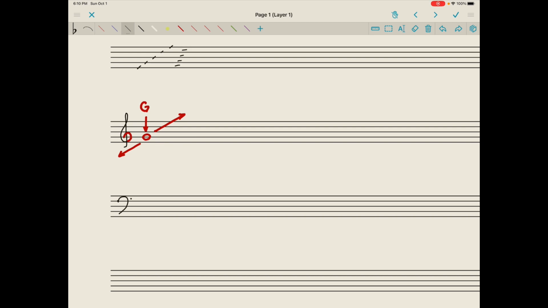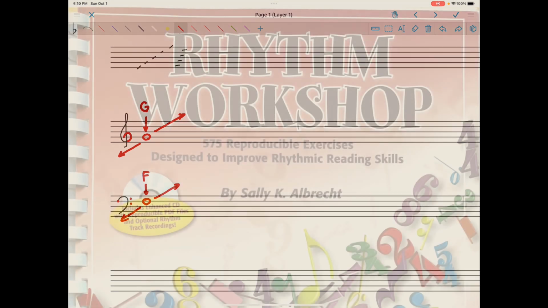A dot in space 4, a dot in space 3. These dots help us know that line 4 is a really important spot. If we were to draw a note head there, it would be an F. And from there, we're going to learn how to decode all the other pitches on that staff and above and below it.